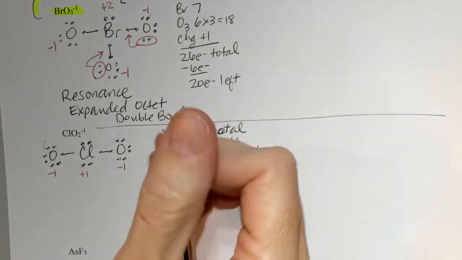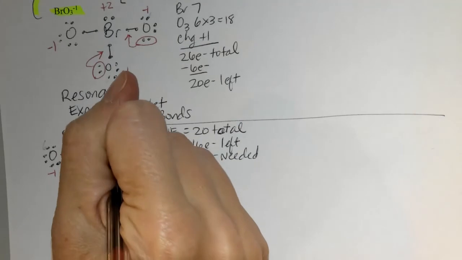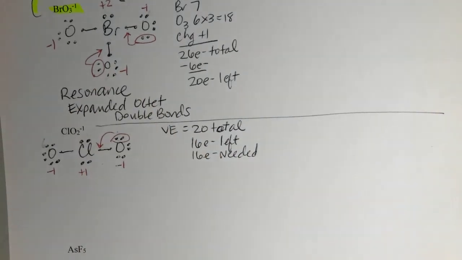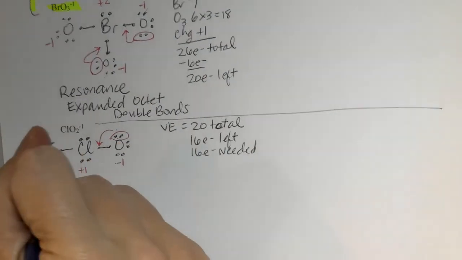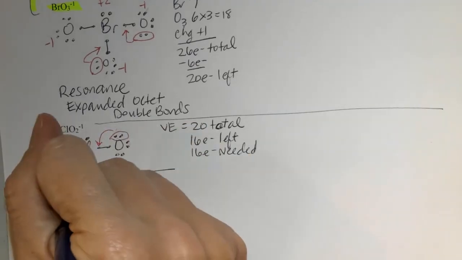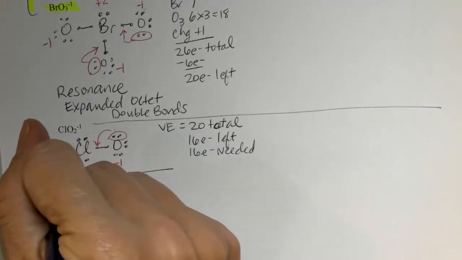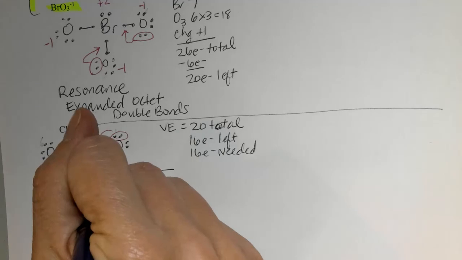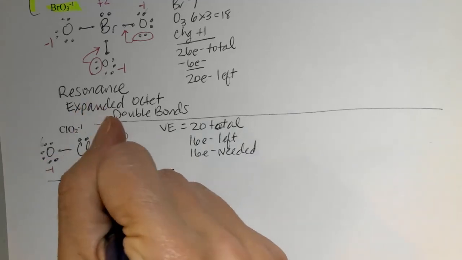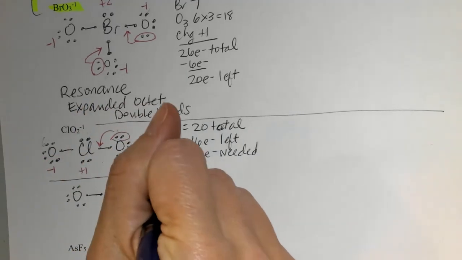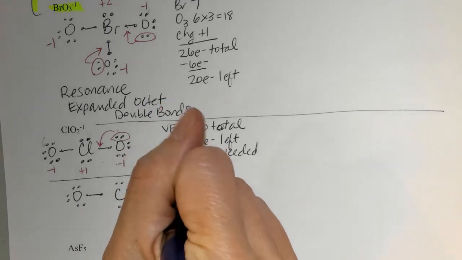So we're going to move one of these lone pairs into a bonding pair. All right, so I'm going to kind of start over here. We'll have our oxygen on the left. I'll have that one keep the single bond. And the oxygen on the right, I'll have it be the double bond.